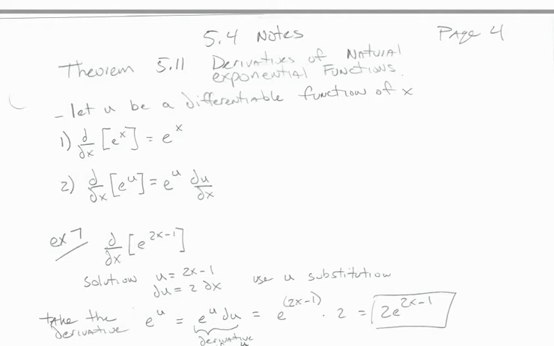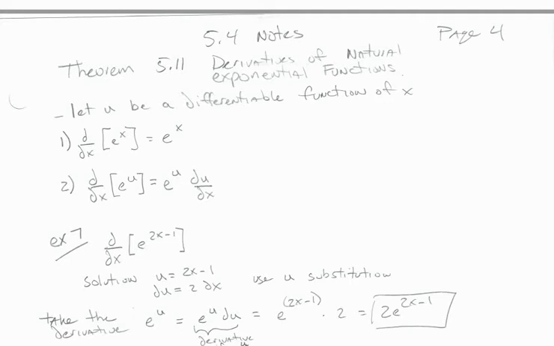Now, obviously, we're going to use case number 2 more often than not. The derivative of e to the u is e to the u times du dx. So essentially, your derivative is always going to be e to whatever that exponent is times the derivative of what the exponent is. Okay?